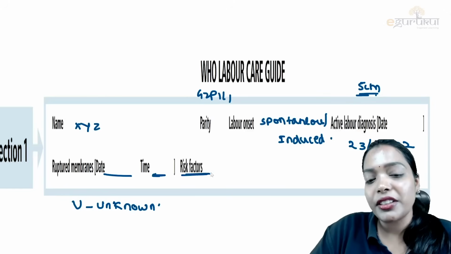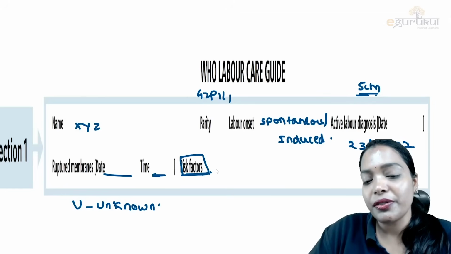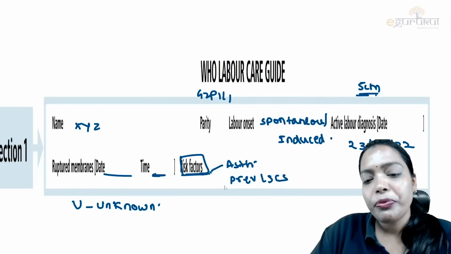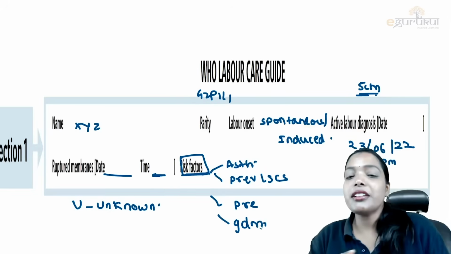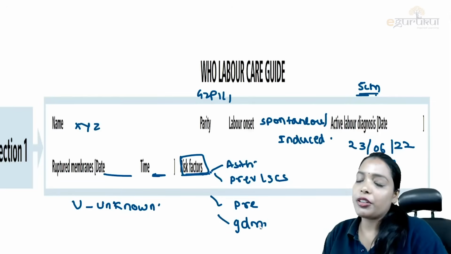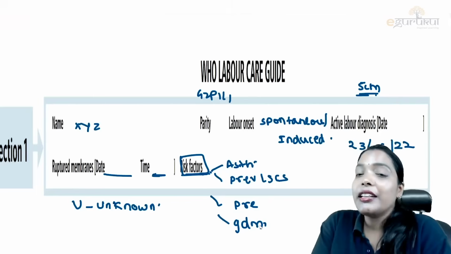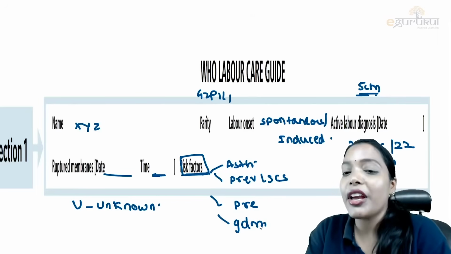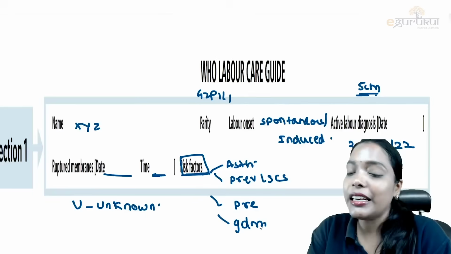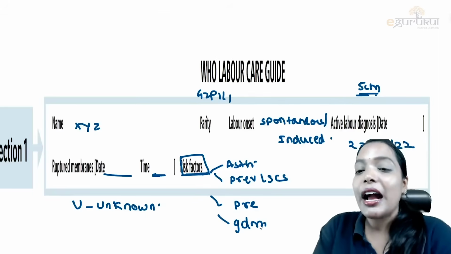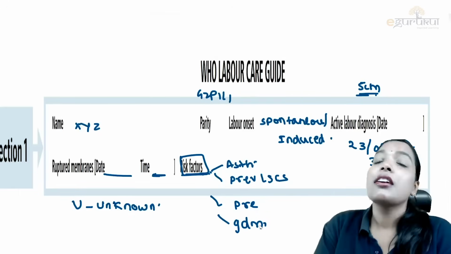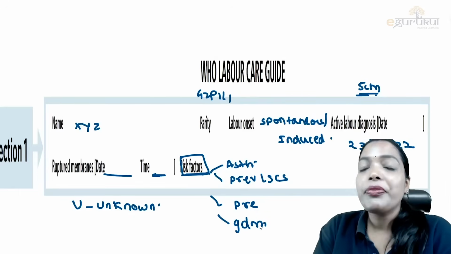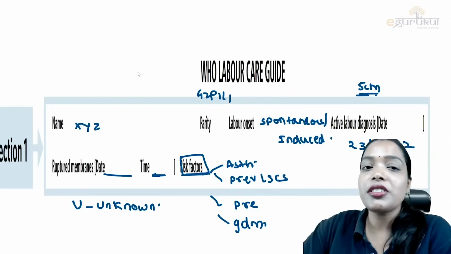Next, whatever risk factors she has, you have to mention them, like if she's asthmatic, or previous LSCS, or hypertensive, preeclampsia, diabetes, GDM. So this first section 1 is pretty similar to what we had previously, but labor onset is something which has been introduced. So we have to mention the name, parity, labor onset, whether it is spontaneous or induced, active labor diagnosis, on which date she became 5 centimeters, when her membranes got ruptured, and what her risk factors are. So this is section 1.